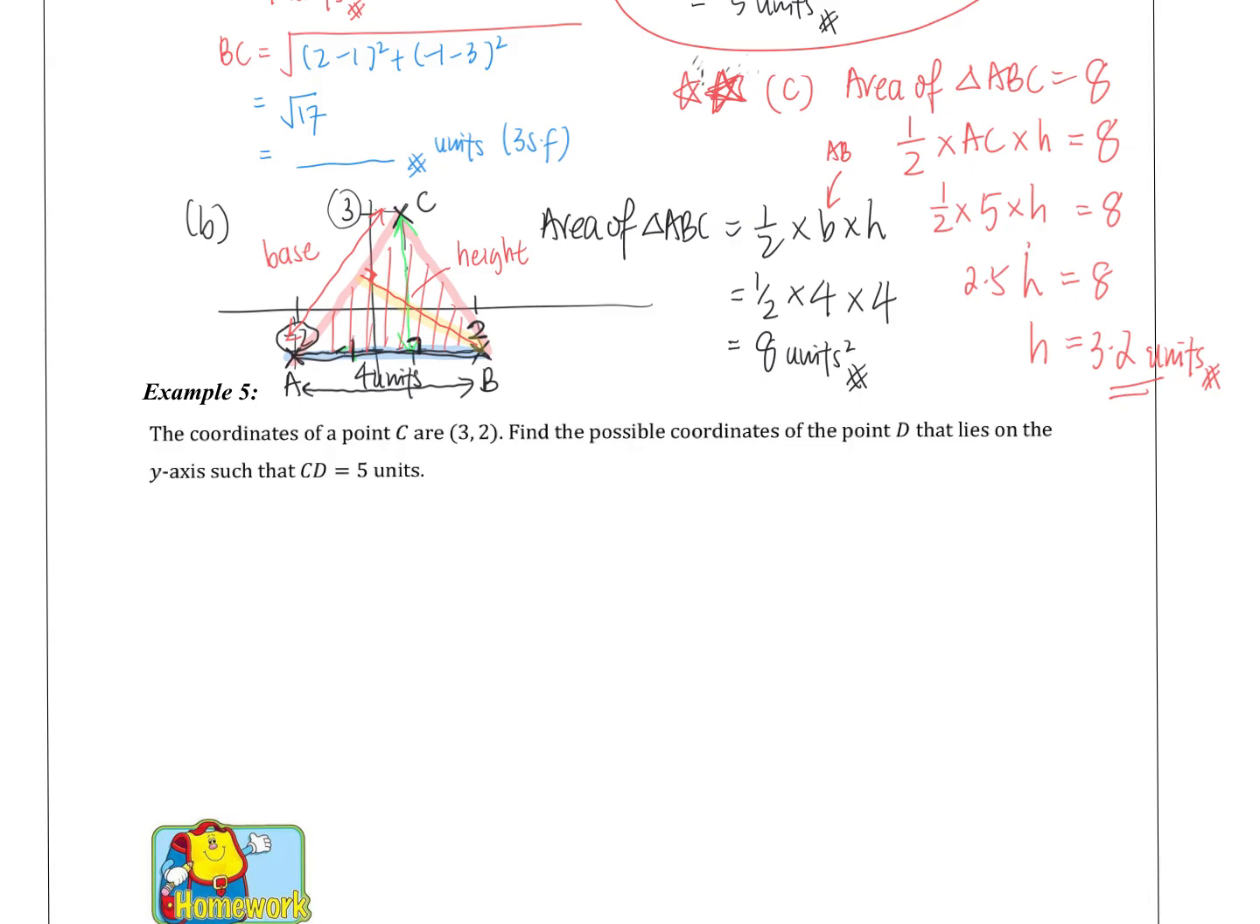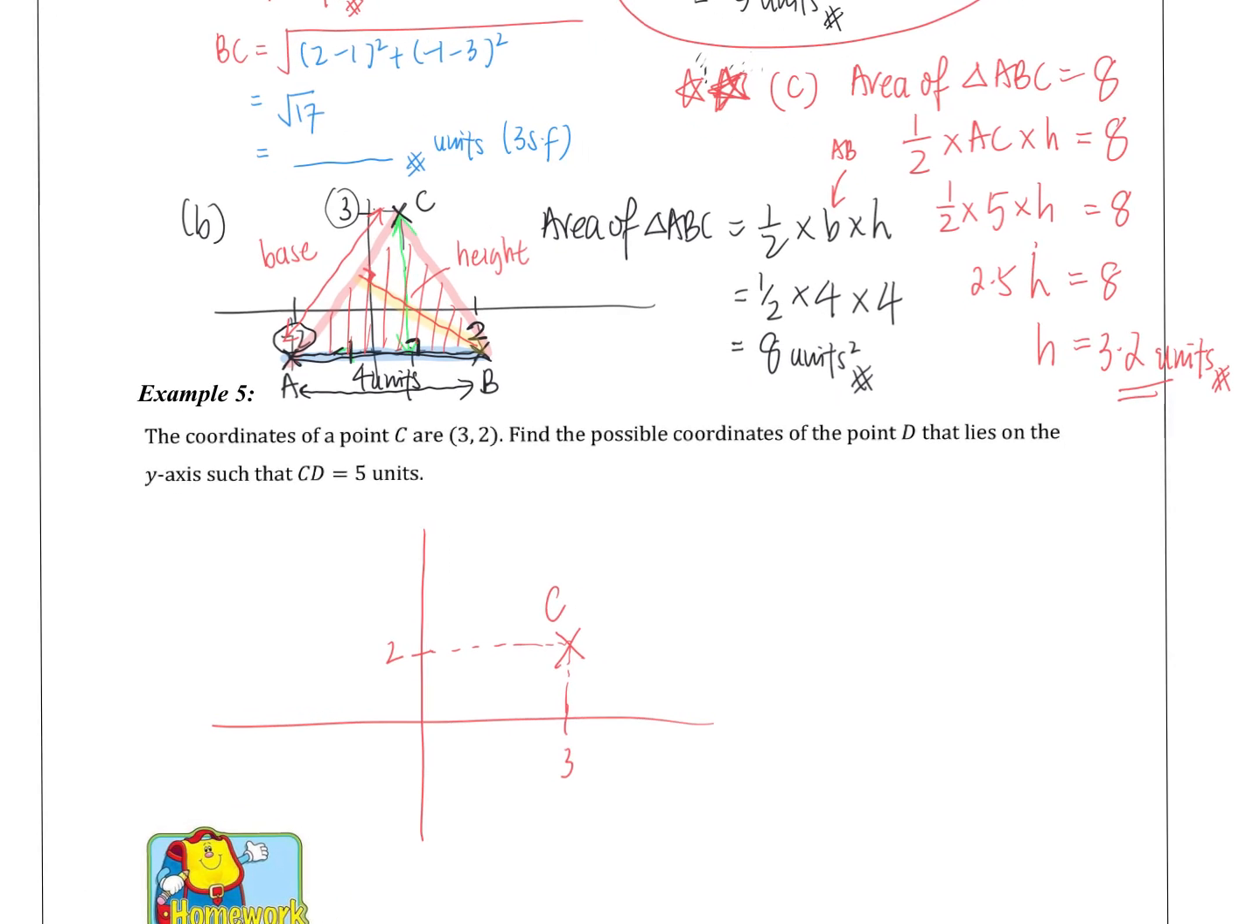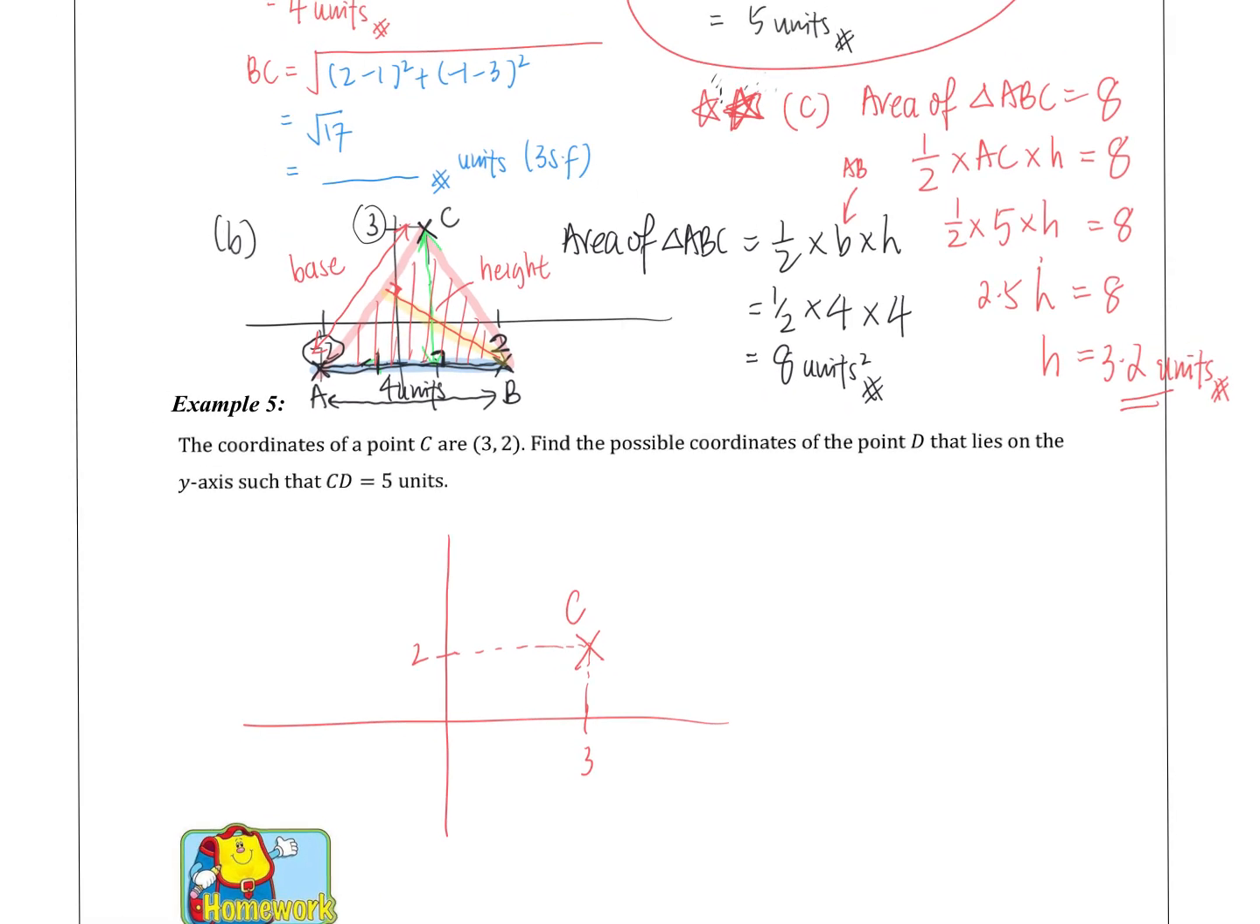Are we doing example 4 now? 5. Okay, so next question. C is the point (3, 2). Move lah, all come to me. Aiya, so tired.